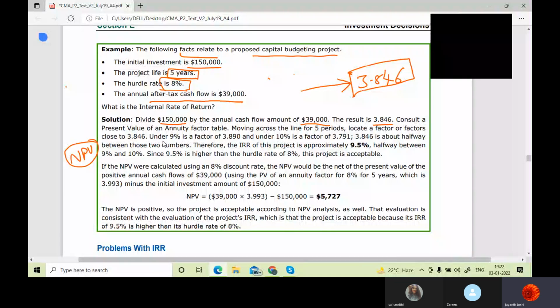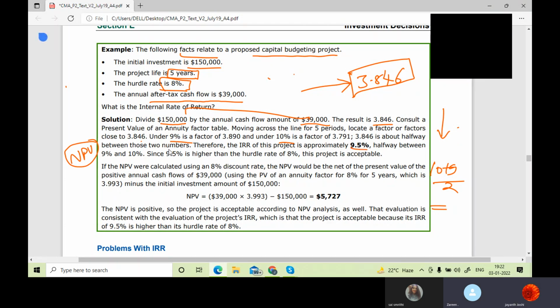So they are saying clearly that when we divided this with this, the result is this. Then we saw the present value of annuity factor table, and when we moved down to 5 periods, we saw that 3.846 lies between 9% and 10%. So what is the average of 10 and 9? Please tell me. Is it 9.5? Yes, 9.5.